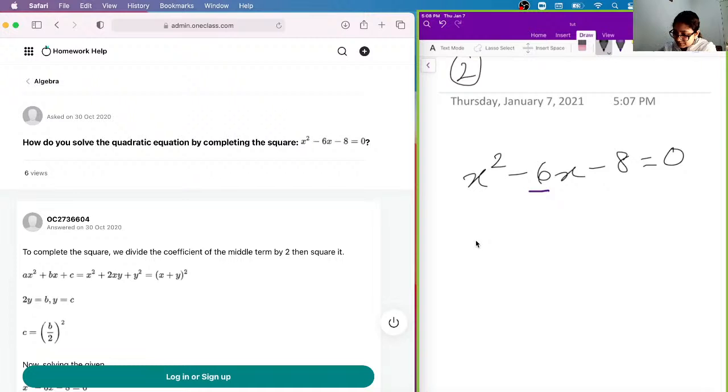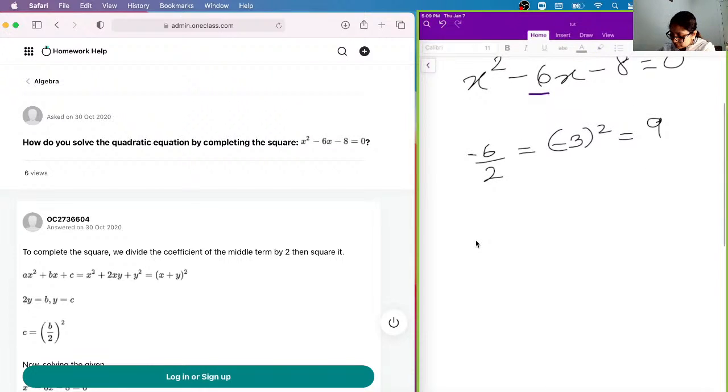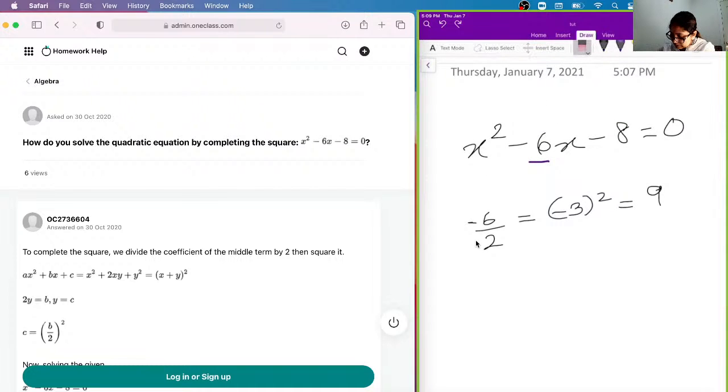To do that, we can write this as negative 6 divided by 2, which is negative 3. You square this and you get 9, right? And so our next step would be to include 9 into our equation, or actually I forgot one step here. What you would want to do is also move the 8 to the other side of the equal sign. So I'll just write here.